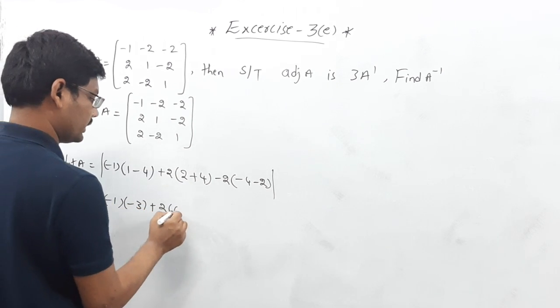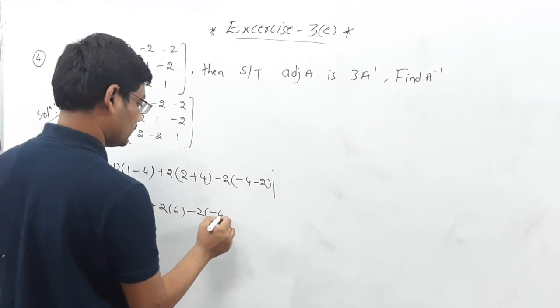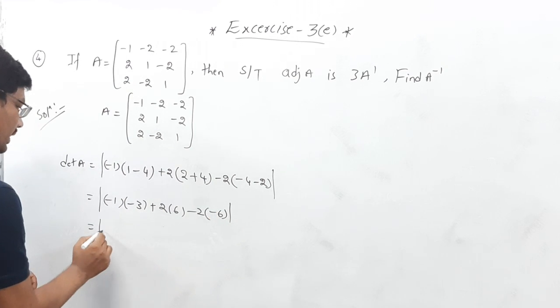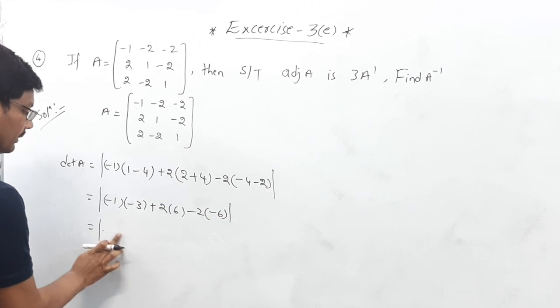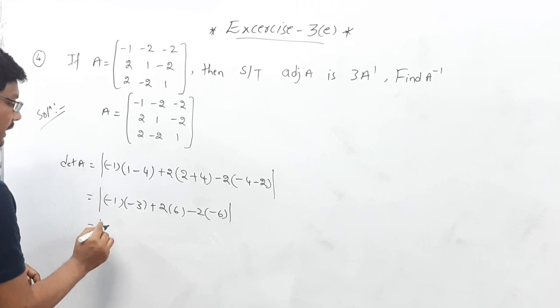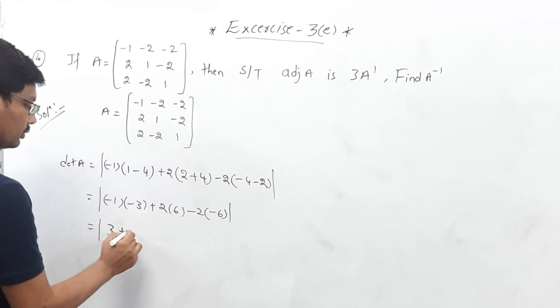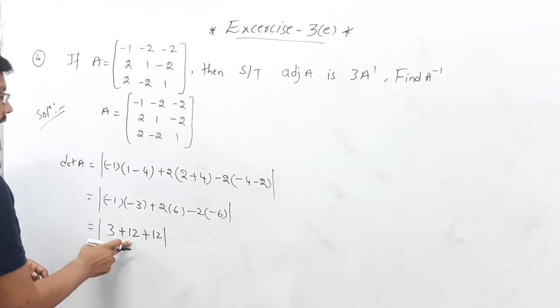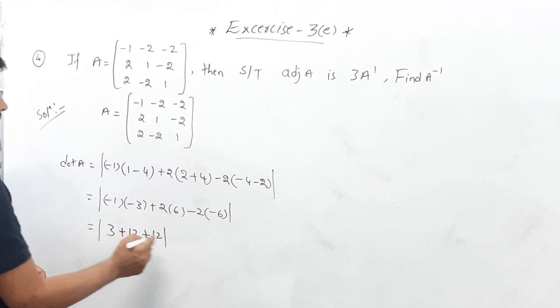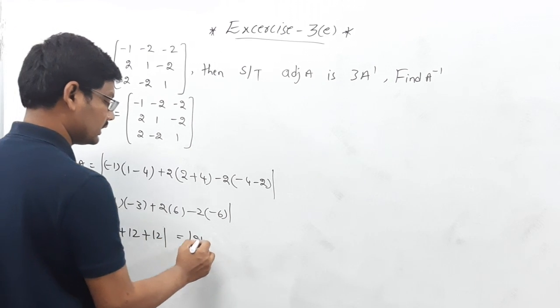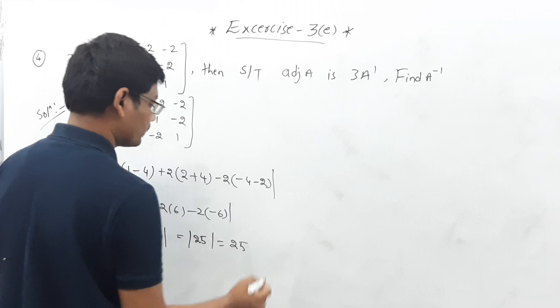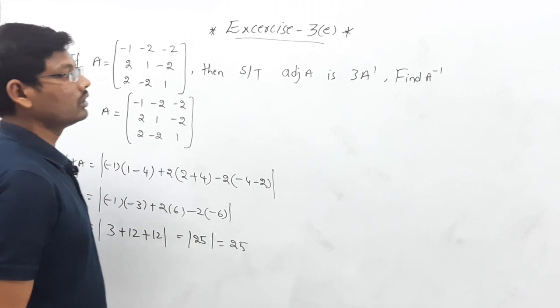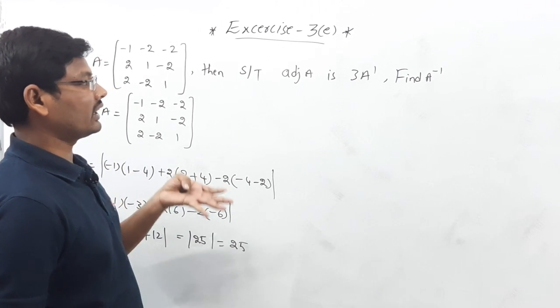2 into 6 minus 2 into minus 6, then minus 1 into 3, that will become plus 3, minus into minus become plus 3 plus 2 6 ja 12, minus into minus become 2 6 ja 12, 12 plus 12 24, 24 plus 3, that is equal to modulus of 25, that is nothing but 25 here. This is det A. And now here I am finding adjoint A.